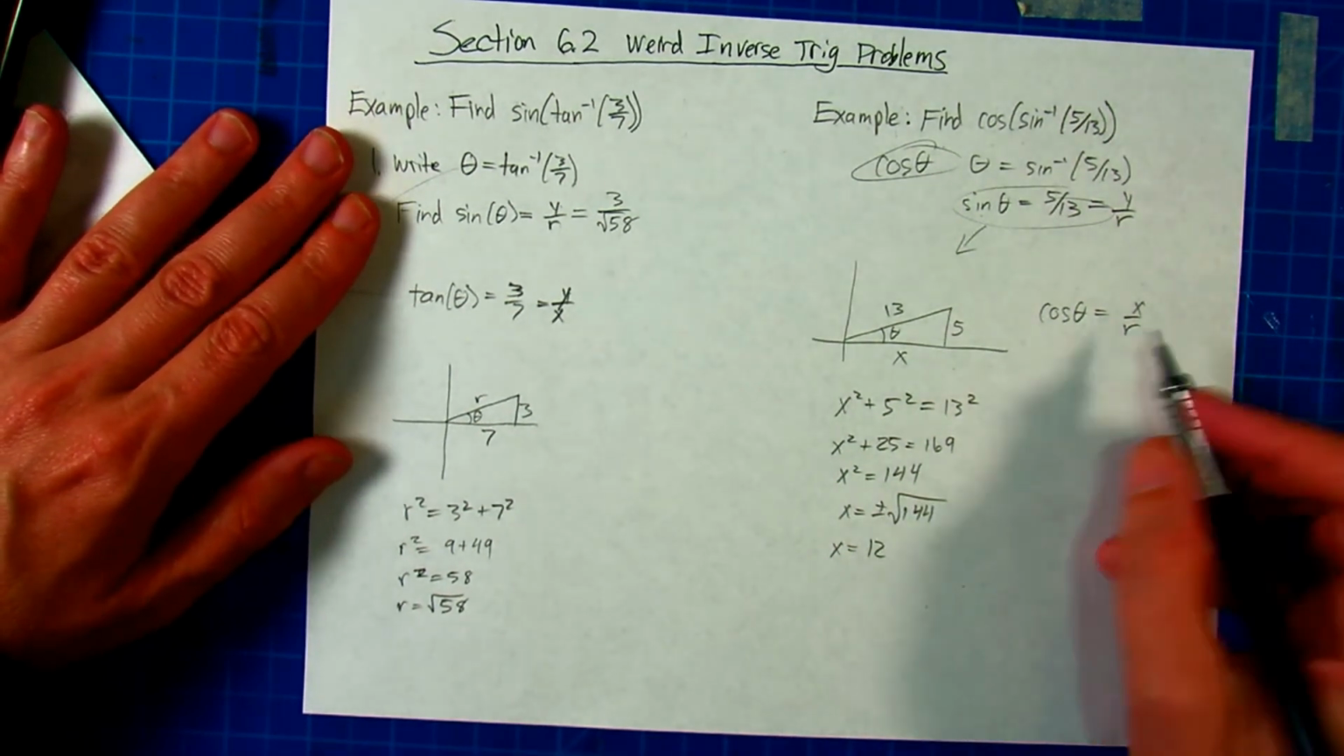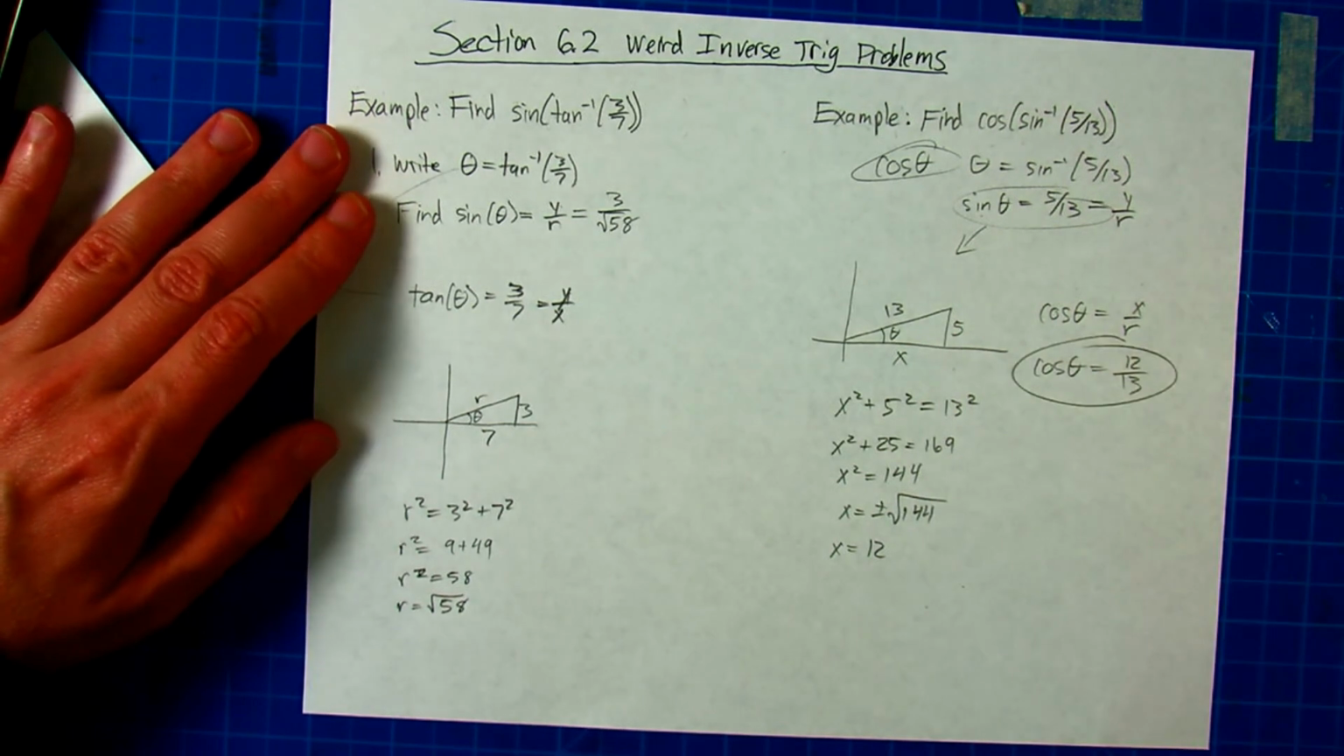Now cosine theta equals x/r. That's it, that's your final answer, you are done.